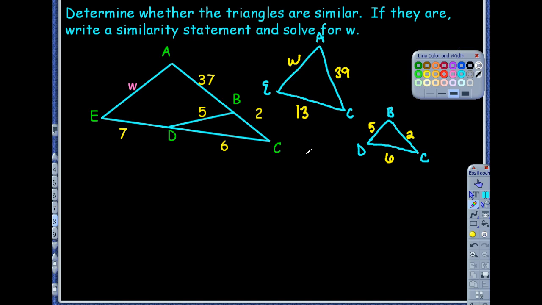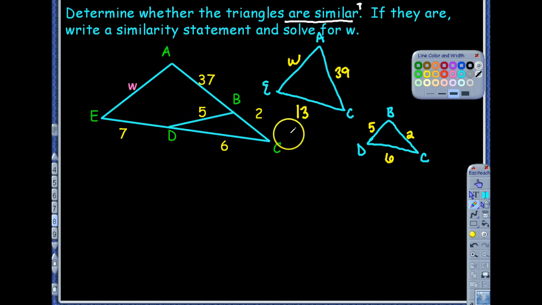So we've got to first decide if they're similar. Here's the deal: I don't know AE, the side of that larger triangle, so I can't decide if these are similar by side similarity. Since I have sides in it, I'm probably leaning towards the other one dealing with sides, side angle side, which means I'd have to know an included angle.